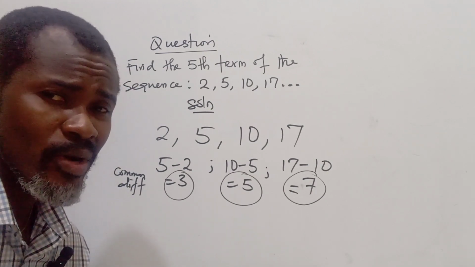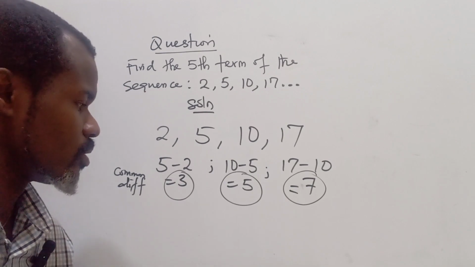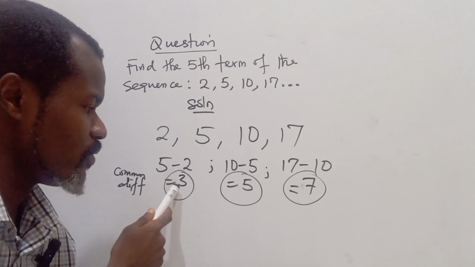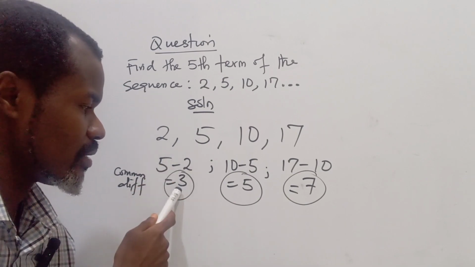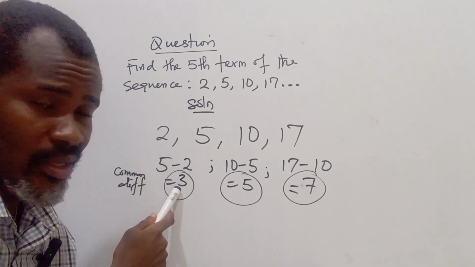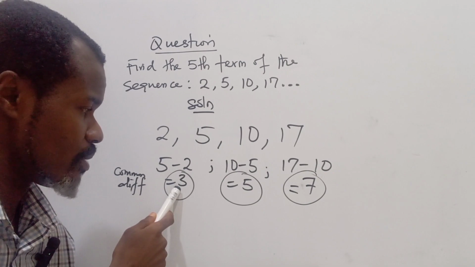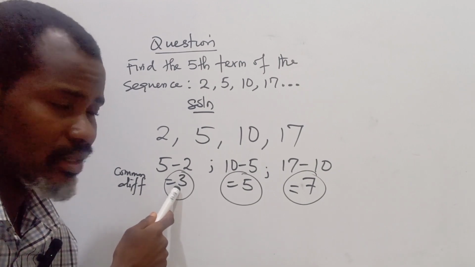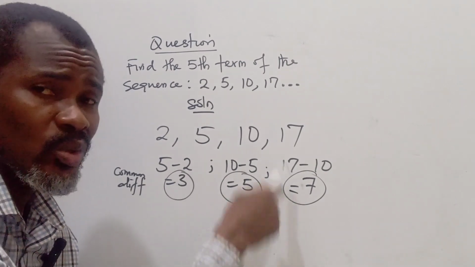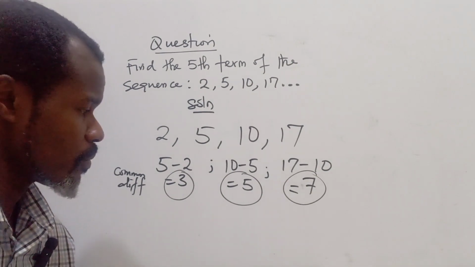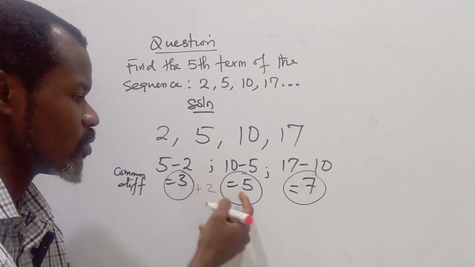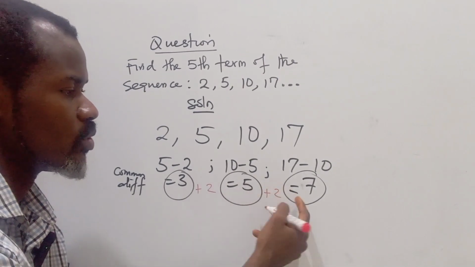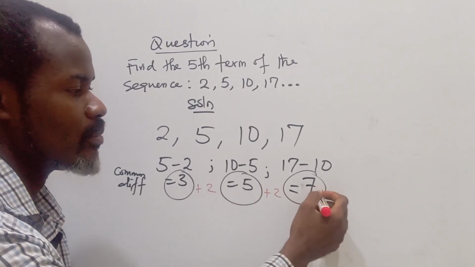But such a problem, how do we solve it? The simplest way we can solve it, since you can see the differences are consecutive odd numbers coming out. This is 3, this is 5, this is 7. So what is the next odd number? If you can observe, we add 2 to this to get this, we add 2 to this to get this. So the next term should be what?